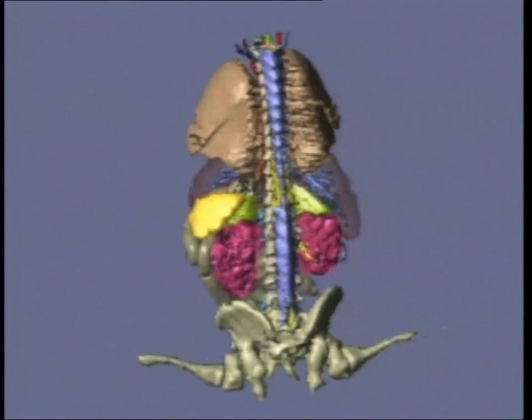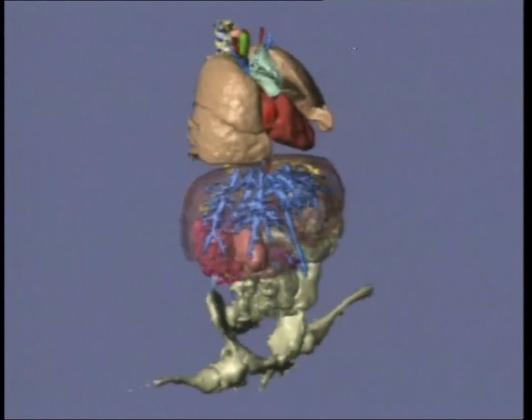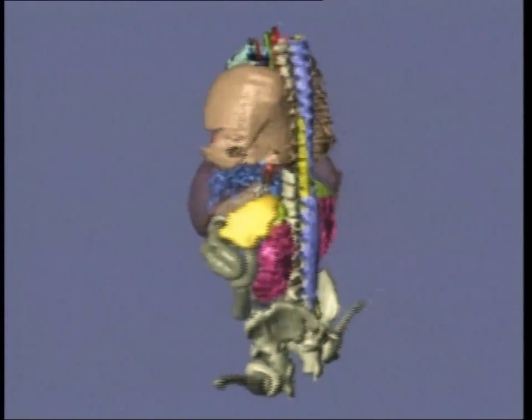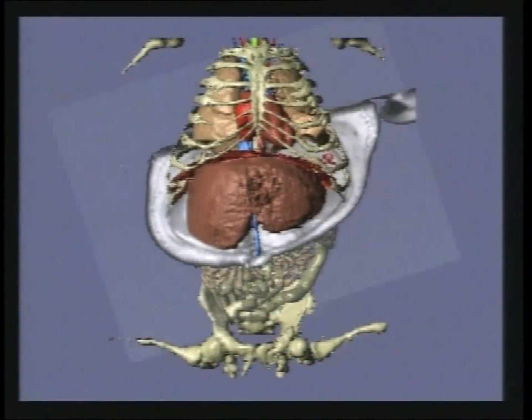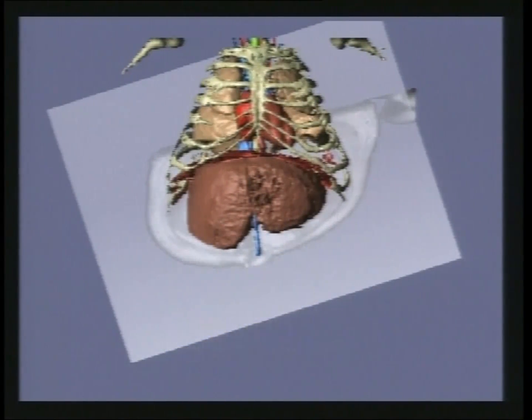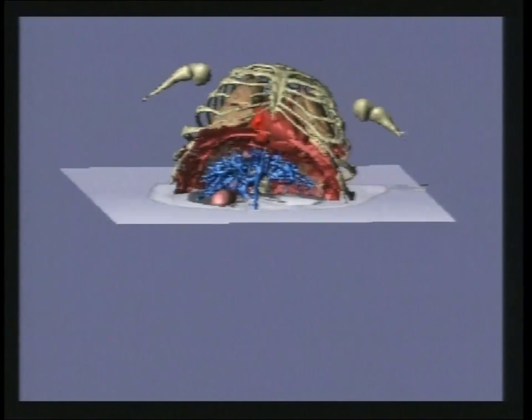Computerized body models are especially useful in pediatrics, particularly for understanding ultrasound imaging. This is a model of a 30-weeks-old stillborn fetus acquired with MRI. Oblique cross-sections like those acquired with ultrasound can be shown within the three-dimensional anatomy.